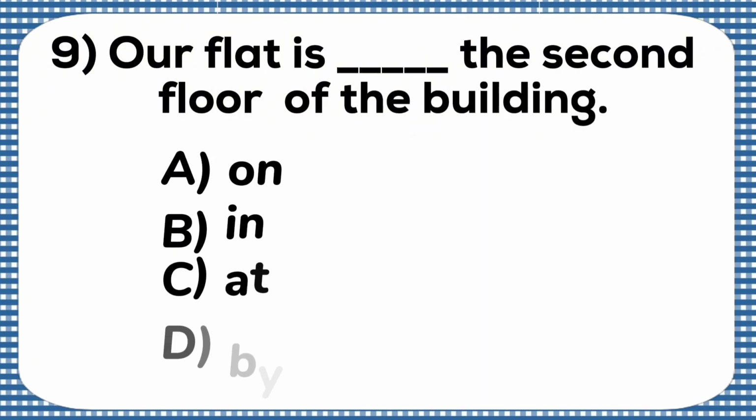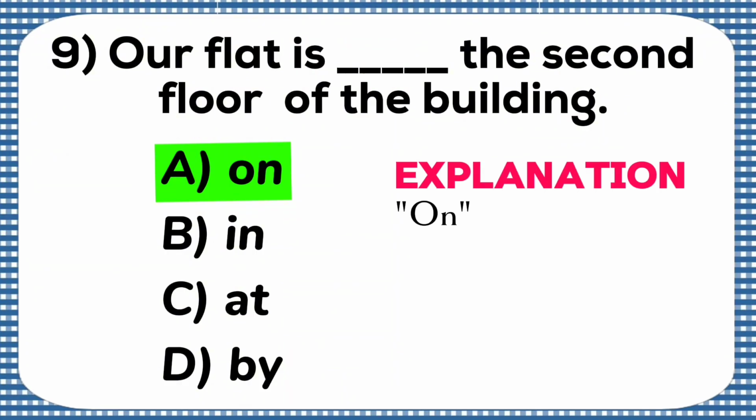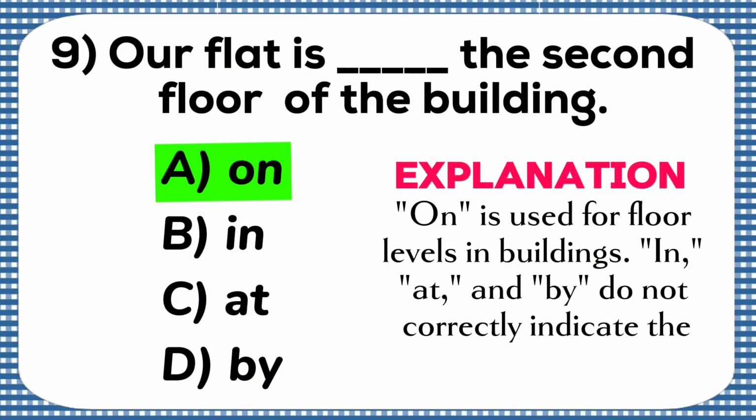Our flat is dash the second floor of the building. The right answer is option A, on. Explanation: on is used for floor levels in buildings. In, at, and by do not correctly indicate the position of the flat.